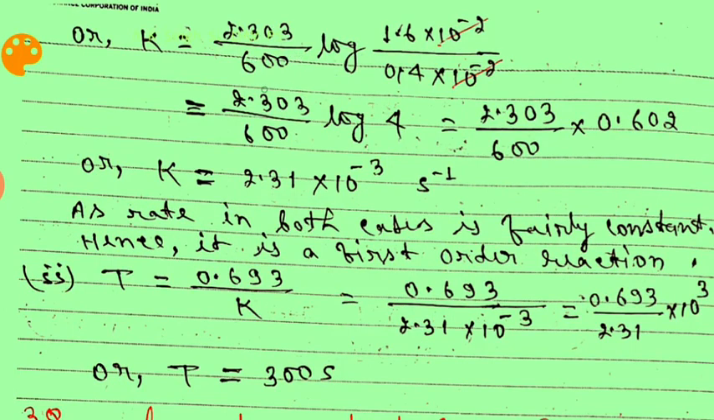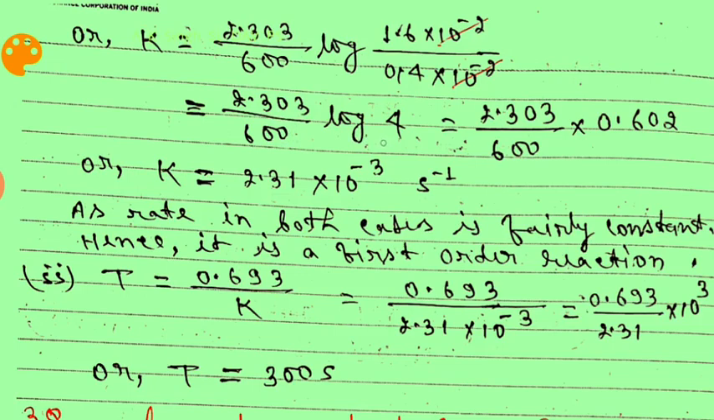2.303 by 600 log 1.6 into 10 to the power minus 2 by 0.4 into 10 to the power minus 2. 10 to the power minus 2, 10 to the power minus 2 cancelled. 0.4 divides 1.6 four times. So K will be equal to 2.303 by 600 log 4.